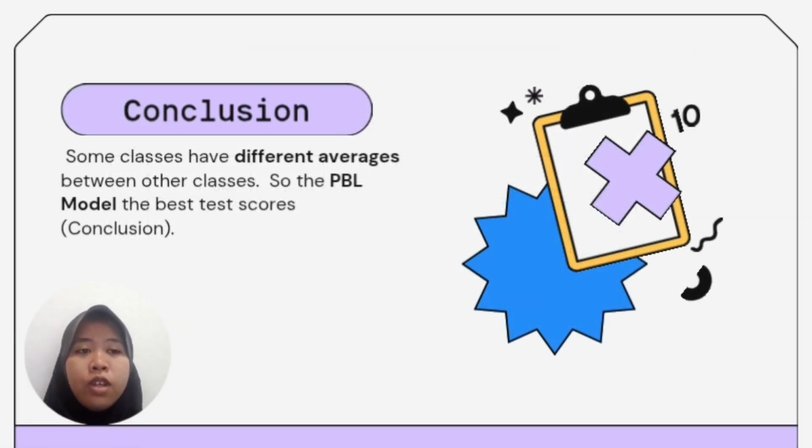Okay, from the descriptive output, we get that the PBL model in HP is greater than the others. We have the mean of 89,27. So we can conclude it has the highest mean among the others. The learning model PBL has the best scores.